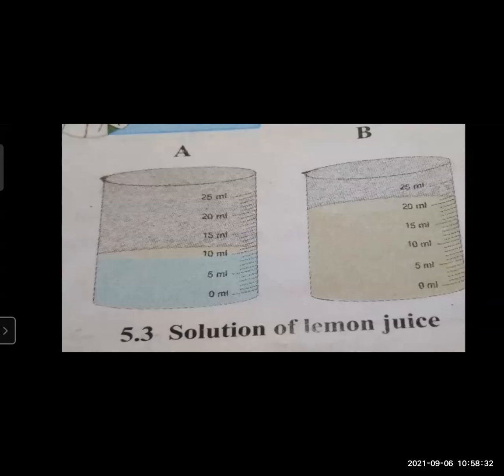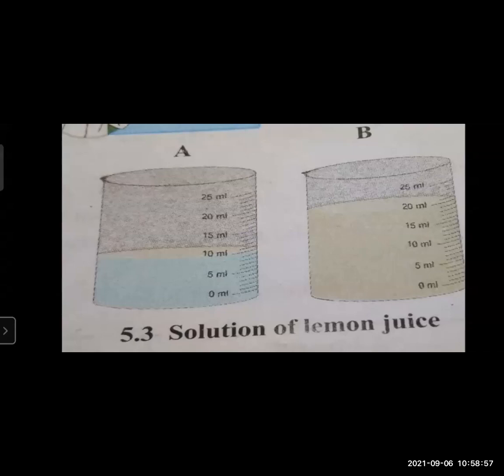Very simple: the solution in beaker A is a concentrated solution. The solution in beaker B is a dilute solution. The reason behind this is that in beaker A, the concentration of solute is more. In B, the concentration of solute is less.